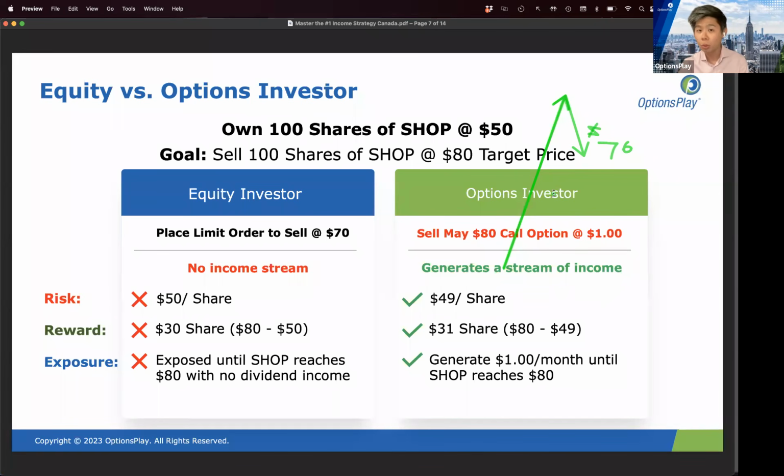And the second thing is that with limit orders, you can place orders for any number of shares. So if you have 100 shares of Shopify, you can say, I'm going to sell 50 shares at $80 and maybe another 50 shares at $90. With the covered call, you have to trade in 100 share increments. So if you only have 100 shares, you have to pick one specific price that you're going to sell at. And limit orders you can place at any price. Covered calls, you have to pick from specific strike prices that are predetermined.